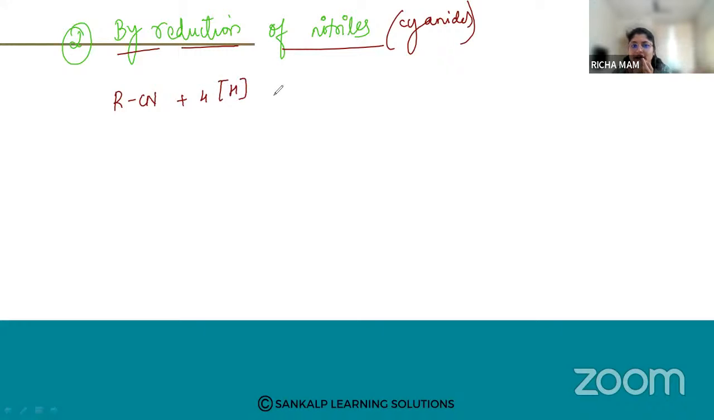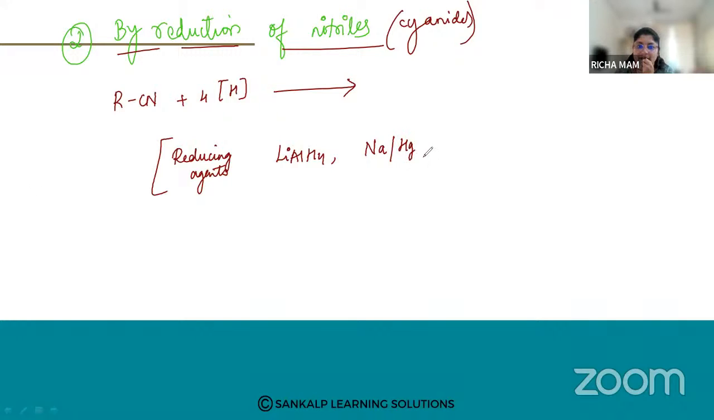Reduction means again addition of hydrogen. What reducing agent can you use here? You can use lithium aluminum hydride, which is a strong reducing agent, or sodium in alcohol, that is, sodium amalgam in alcohol, or you can use catalytic hydrogenation.